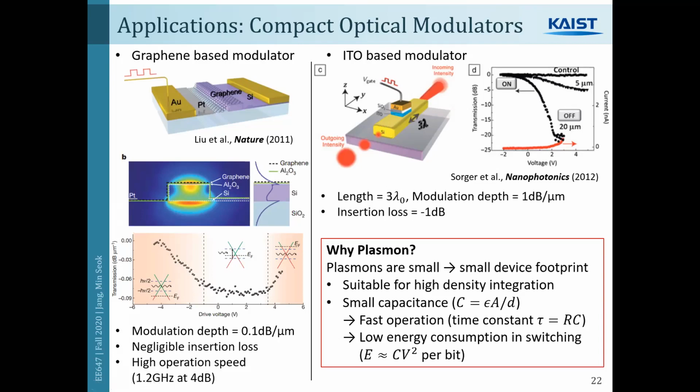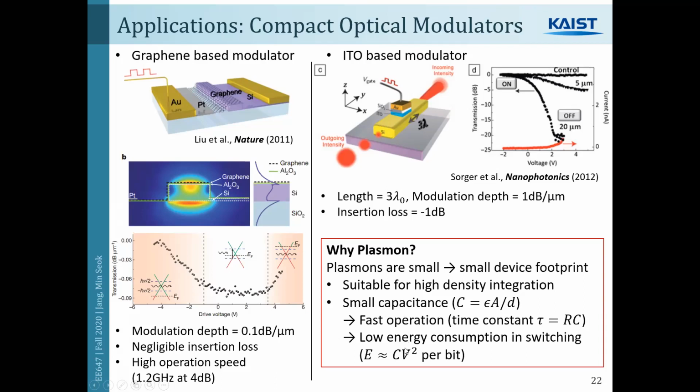Okay, so again, let me re-emphasize the reason of using plasmons in modulator is that basically you can make everything very compact. Then why is compact important? Compact means you have a small device footprint. Small device footprint means small capacitance, because capacitance is about area. Small capacitance means small RC time constant, which basically limits the on-off speed. So small capacitance means fast operation.